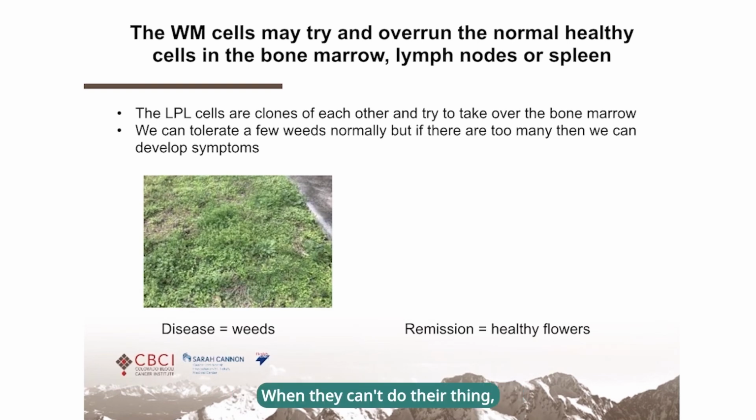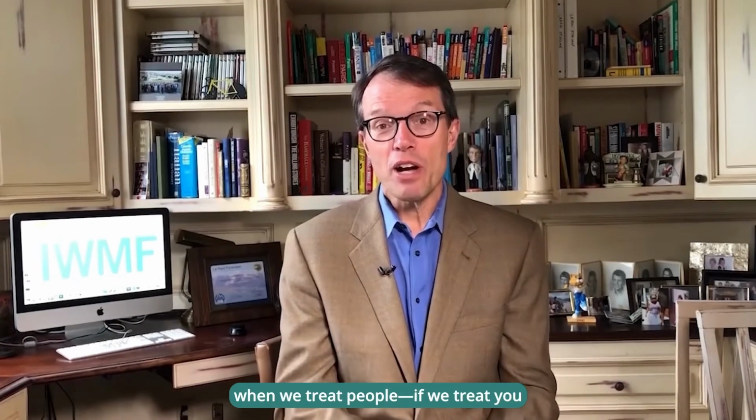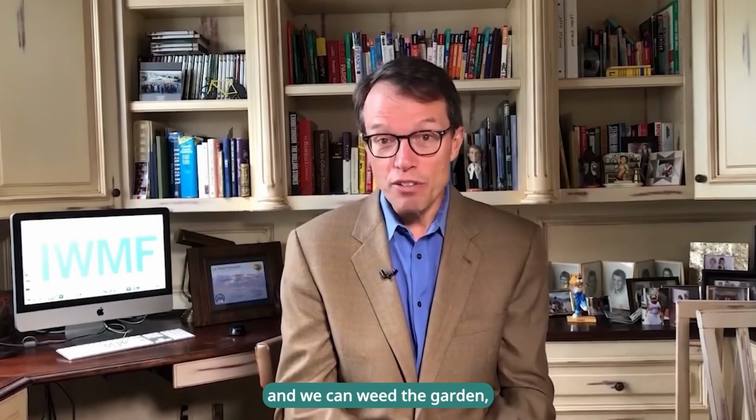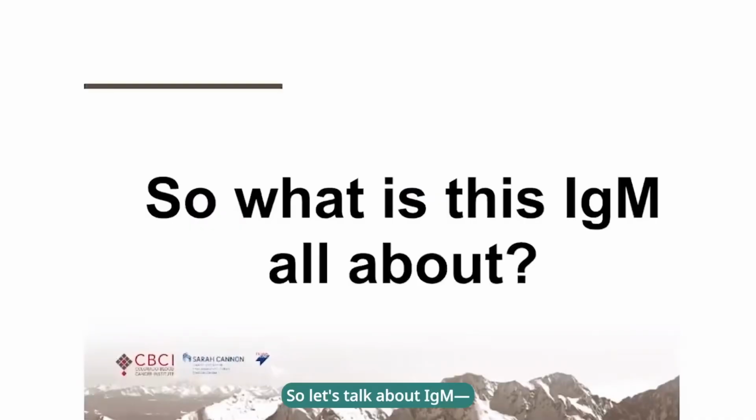And when they can't do their thing, then we develop symptoms and signs such as anemia or fatigue. Additionally, and hopefully this is what happens when we treat people, if we treat you and we can weed the garden, then we have the picture on the right that looks like remission with very healthy flowers growing and the normal production of red cells and white cells and platelets, and no more of that stuff associated with the IgM proteins. So let's talk about IgM.